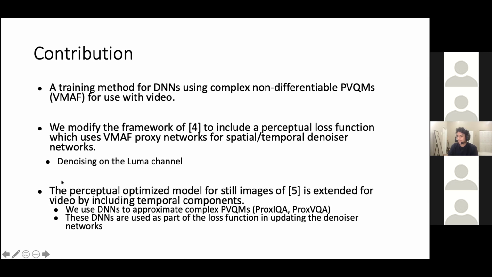Previous work looked at using perceptually optimized models for still images, and we extended it for video by including temporal components. That work looked at using these non-differentiable PVQMs such as VMAF in restoration scenarios for still images. We can't use still image models for video because video has temporal information passing from one frame to another. And we know that there's extensive work in restoration networks. So we looked at successful existing networks in a denoising scenario, and we implemented our training method in this denoising scenario. We'll talk more about this in the coming slides.